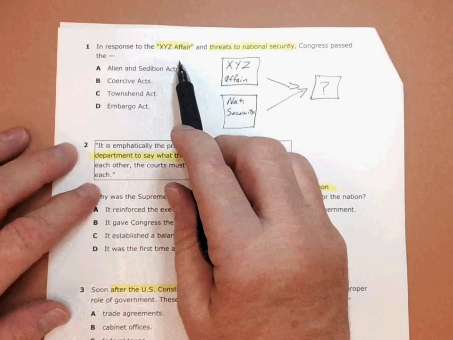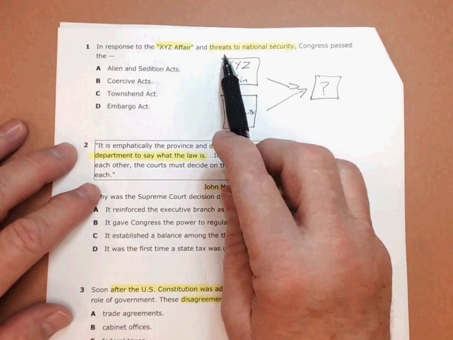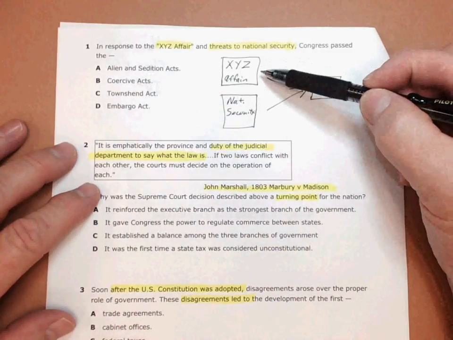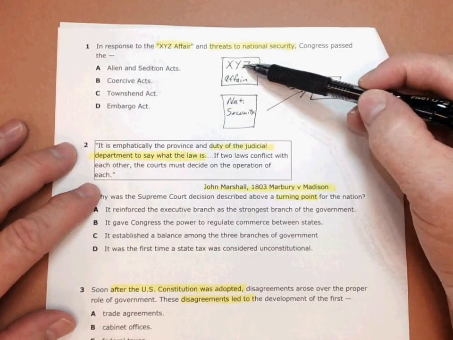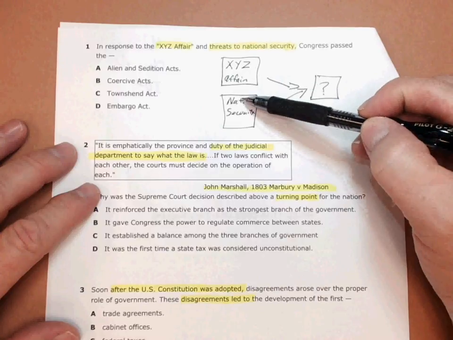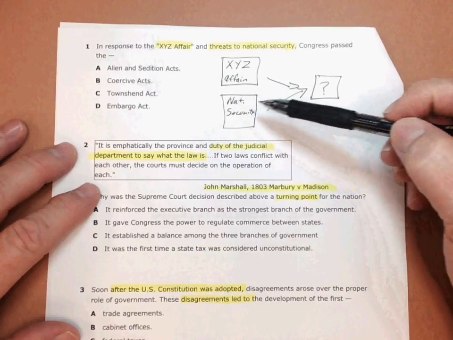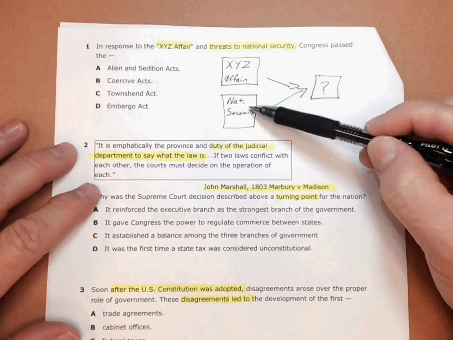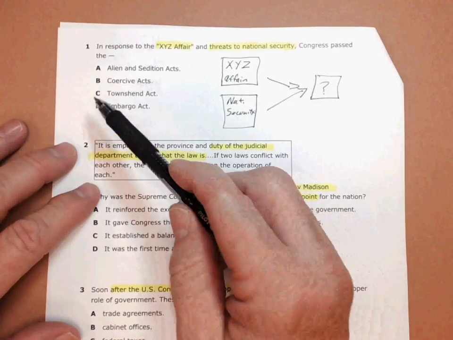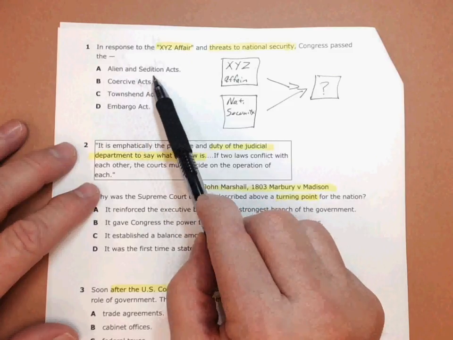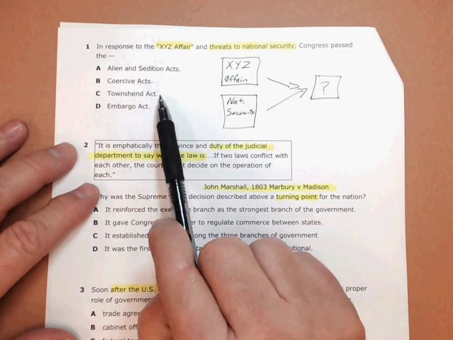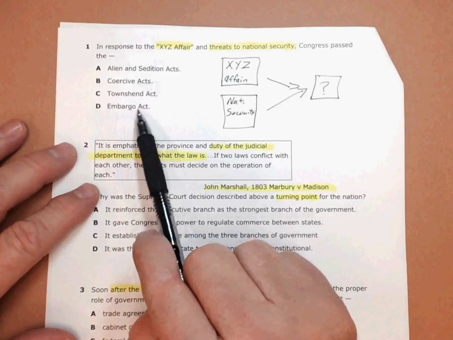In response to the XYZ affair and the threats to national security, Congress passed the... Draw a couple of text boxes and put XYZ affair inside the top one, national security inside the bottom one, drawing 2 arrows leading to another text box. What these 2 lead to goes right here. Your choices are A, Alien Sedition Acts, B, Coercive Acts, C, Townsend Acts, D, Embargo Act.